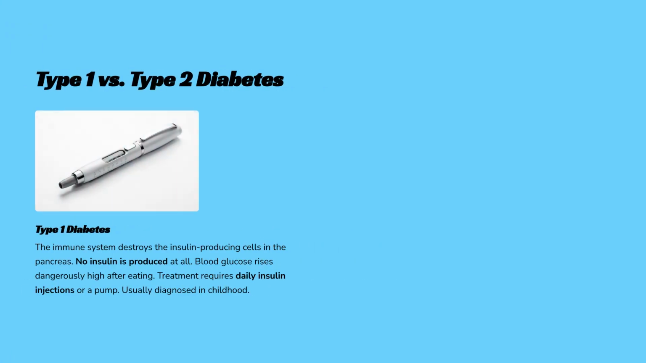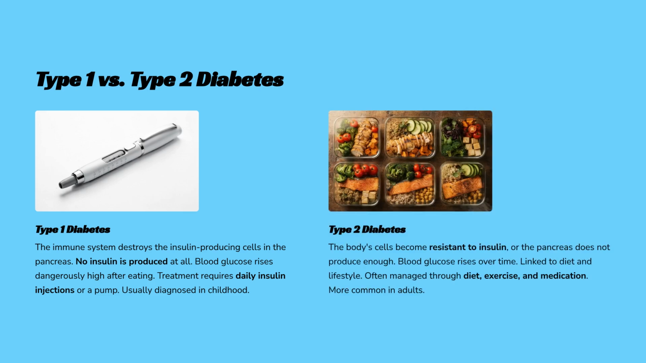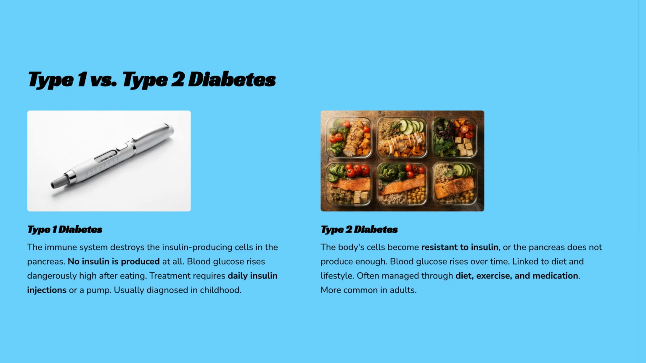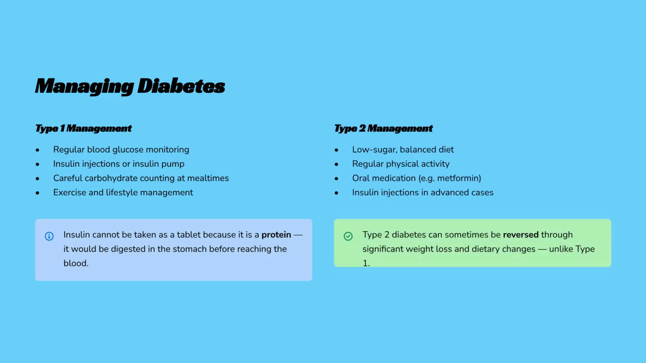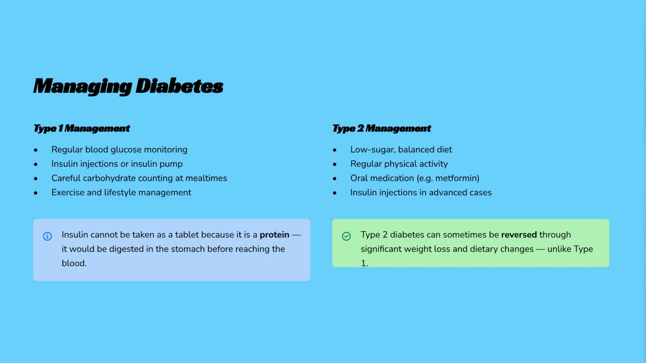Type 1 diabetes involves the immune system destroying insulin-producing cells, meaning no insulin is produced. It requires daily insulin injections. Type 2 diabetes is when cells become resistant to insulin, or not enough is produced, often managed through diet and lifestyle changes. Type 1 management involves constant glucose monitoring and insulin administration. For type 2, the focus is on a healthy diet, exercise, and sometimes medication. Unlike type 1, type 2 can sometimes be reversed through lifestyle changes.